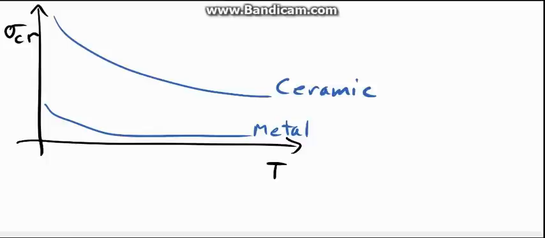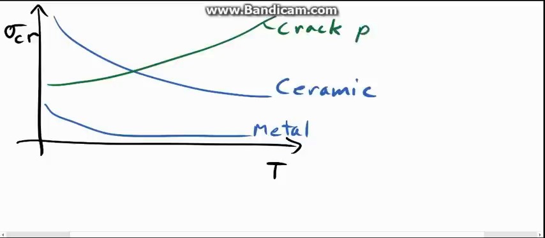And so if you plot the critical stress for cracking in a material versus temperature, it'll have a response something like this. So this is for crack propagation. Of course, it's geometry dependent for the crack, but this is to illustrate that ceramics at low temperatures will deform through crack propagation, while at high temperatures they will deform through plastic deformation or dislocation motion.